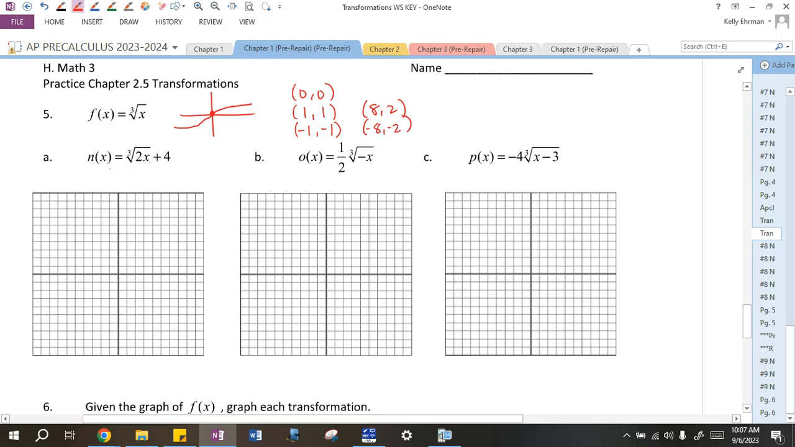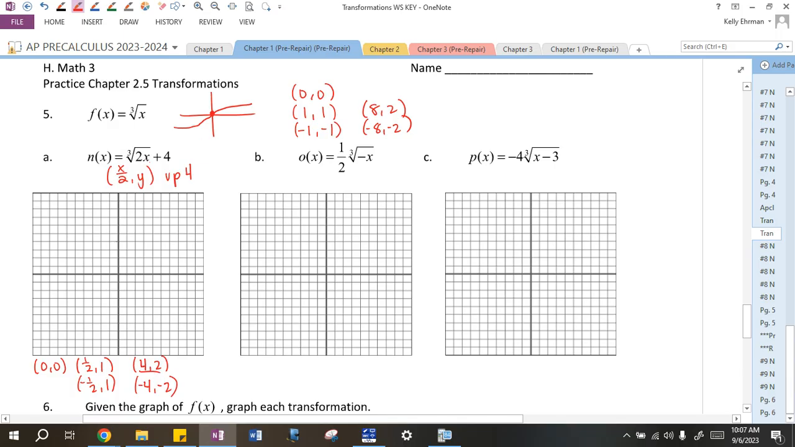Now, for this first graph, we're supposed to divide all of our x values by 2, and then we're going to go up 4. So divide all those x values by 2. You've got 0, 0. You've got 1 half, 1; negative 1 half, negative 1, excuse me; you've got 4, 2, and negative 4, negative 2. And then all of those go up 4.